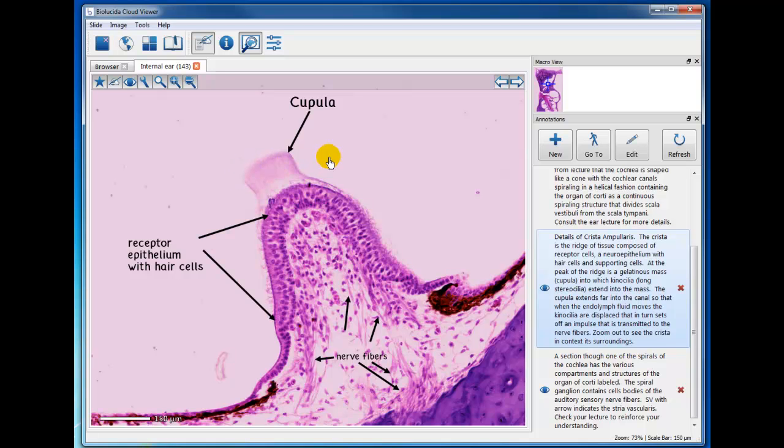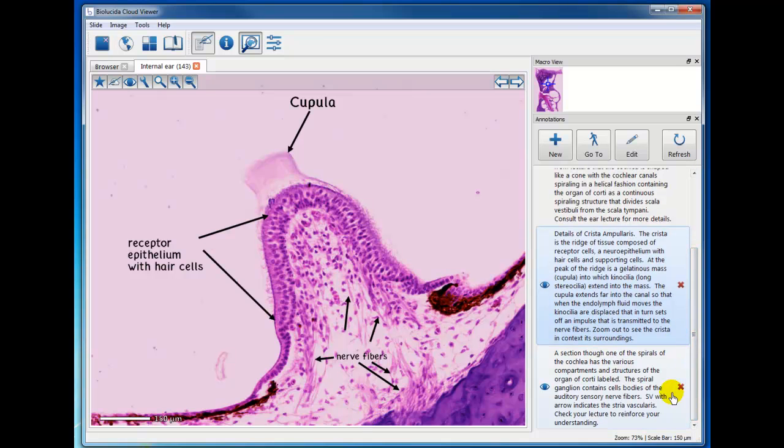But this structure moves one way or the other when the fluid moves and you change your position, and it sets off either increased or decreased nerve impulses and relates to balance. So you can use the lecture to reinforce this and try to understand the mechanisms here.